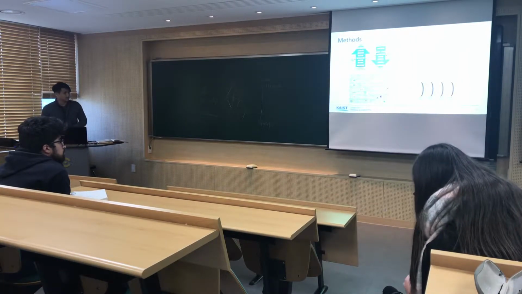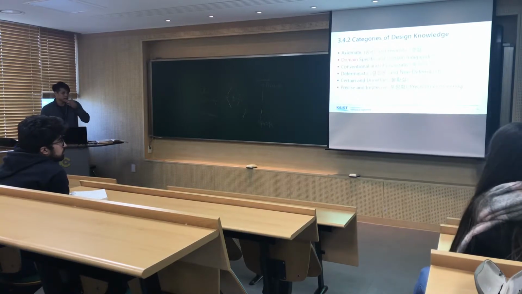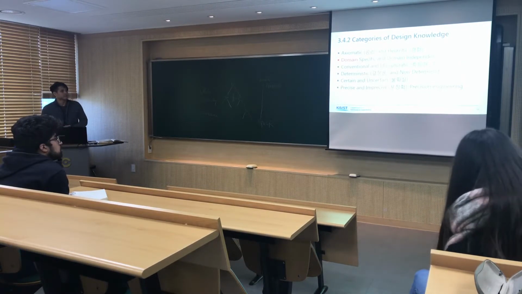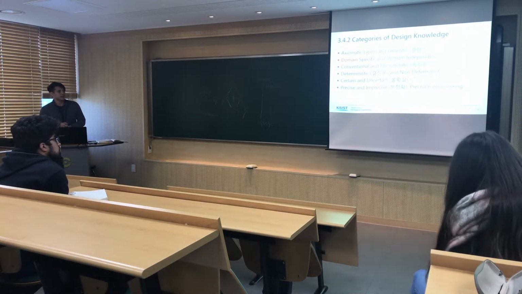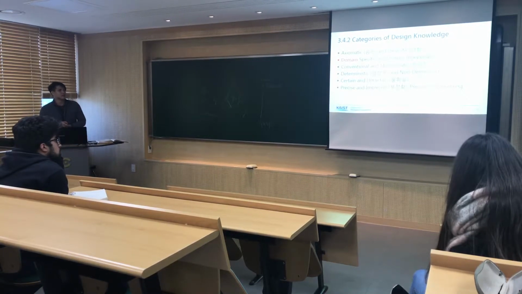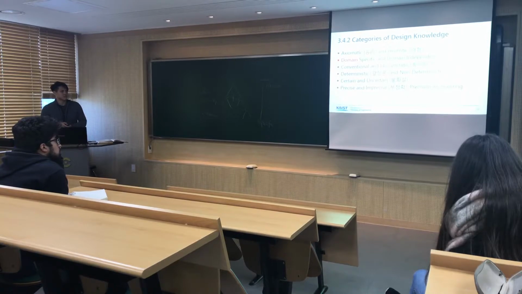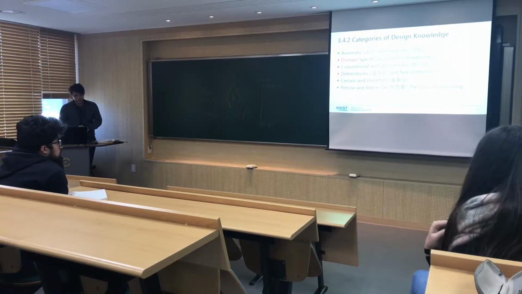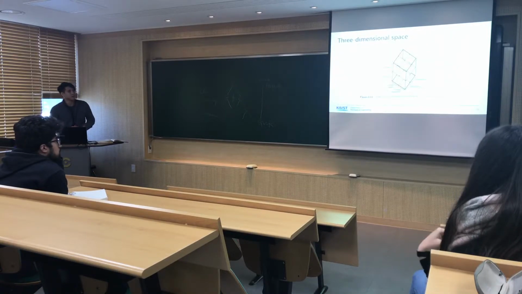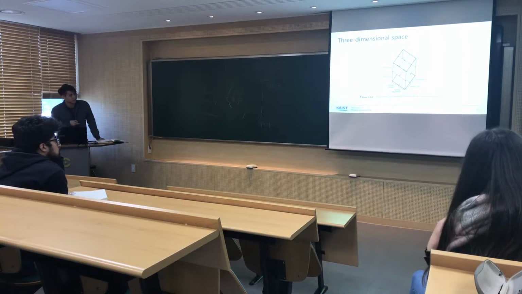The next topic I will discuss is the different categories of design. These are the different categories that the book discusses: axiomatic and heuristic, domain-specific and domain-independent, conventional versus idiosyncratic, deterministic and non-deterministic, certain and uncertain, precise and imprecise. I will discuss each category in a bit more detail. This is the design three-dimensional space that the book discusses: axiomatic and heuristic, domain-specific and domain-independent, conventional and idiosyncratic.